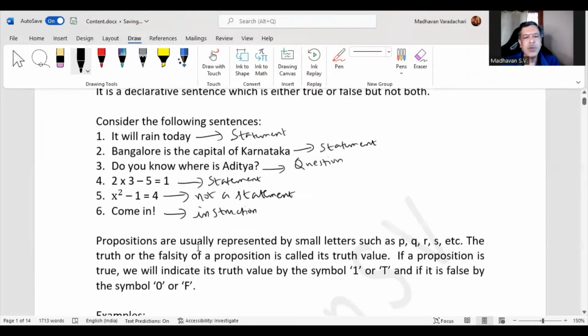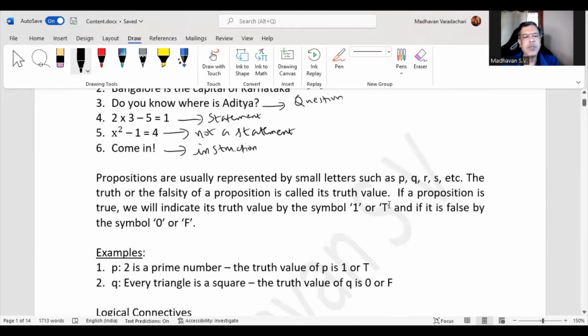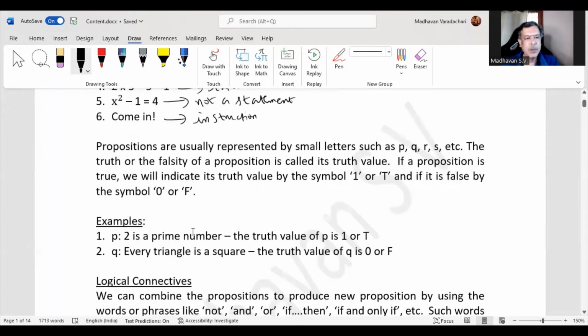So propositions are usually represented by small letters such as P, Q, R, S, etc. The truth or falsity of a proposition is called its truth value. If a proposition is true, we will indicate its truth value by the symbol 1 or T, and if it is false, by the symbol 0 or F. For example, consider a statement P where it says 2 is a prime number. Since, of course, 2 is a prime number, the truth value of this particular statement is either true or 1. You can use either 1 or true whenever you come across the truth value as true.